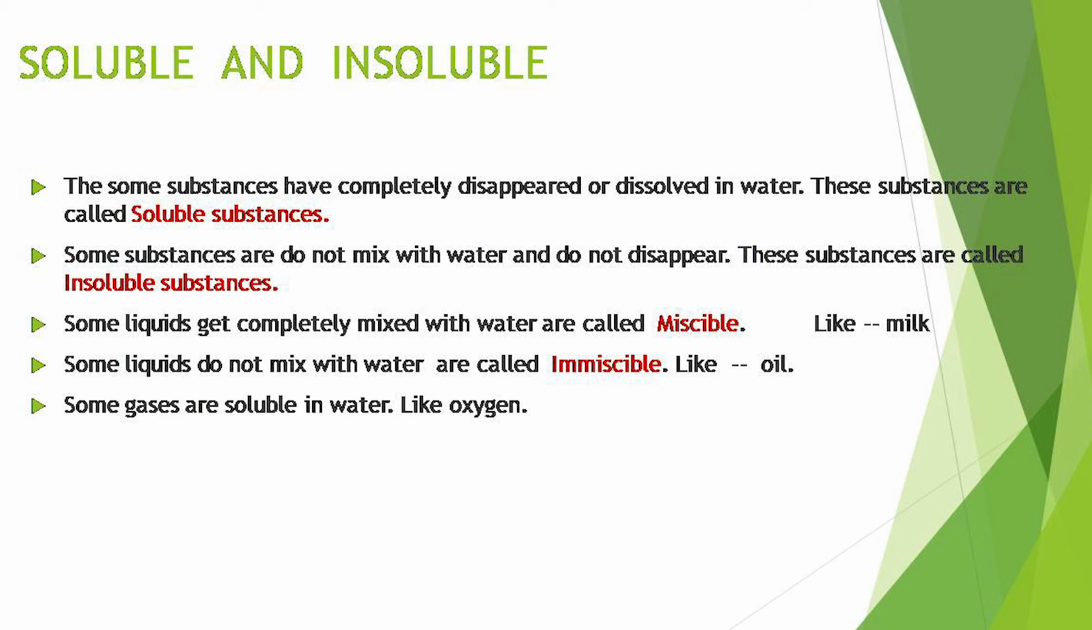The miscible substances are milk, indigo and other things. They are completely dissolved in water. But the immiscible one is oil. If we mix oil with water, it makes a separate layer on the surface of water. Some gases are soluble in water, like oxygen. For example, oxygen dissolved in water is very important for the survival of animals and plants that live in water.